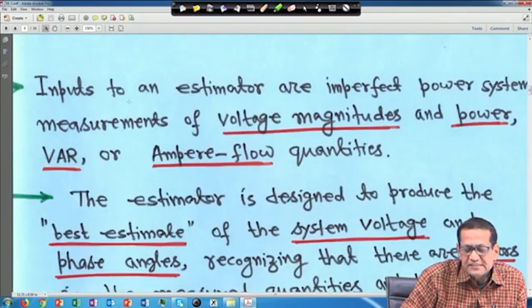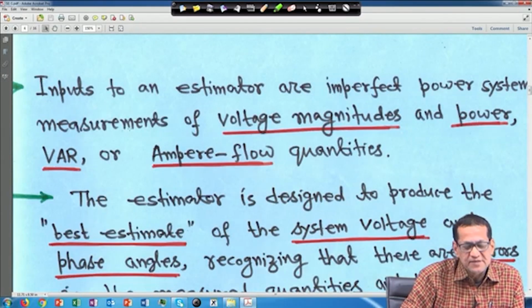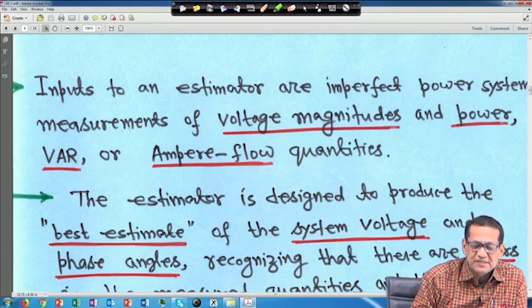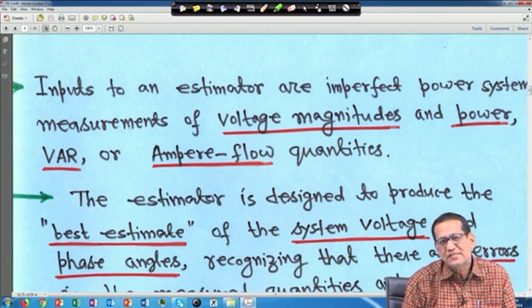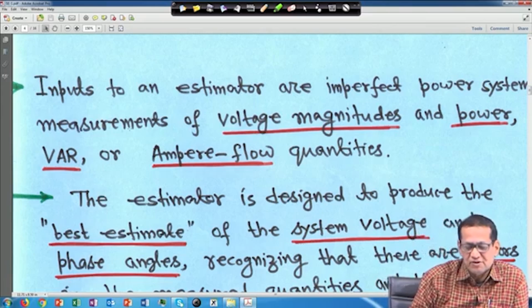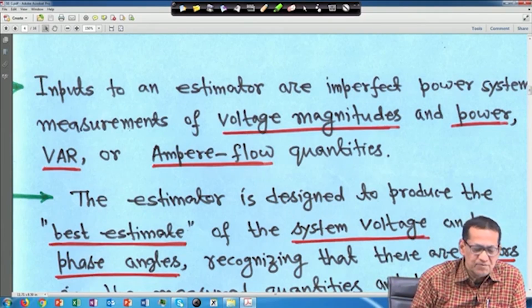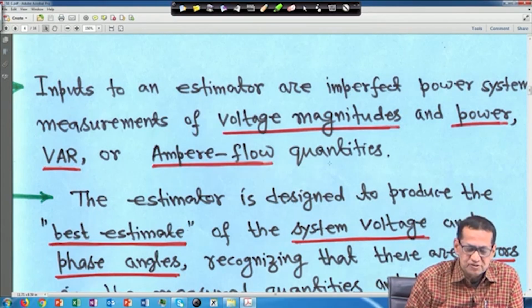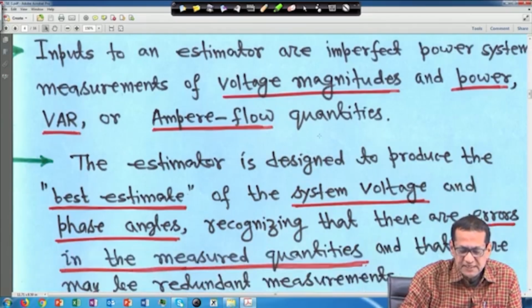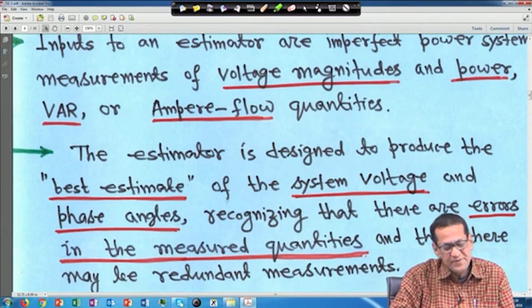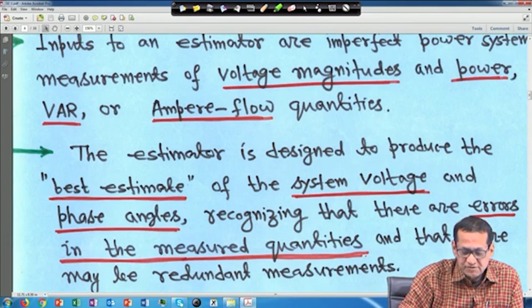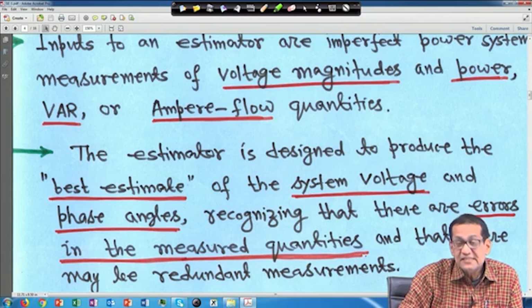So, inputs to an estimator are imperfect power system measurements. We are assuming that the measurements are not correct: voltage magnitude, power, or volt-ampere or ampere flow quantities. The estimator is designed to produce the best estimate of the system voltage and phase angles, recognizing that there are errors in the measured quantities.